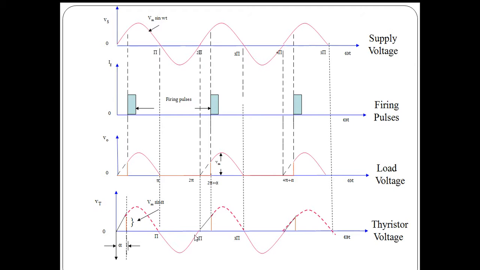During the negative half cycle also, the thyristor is in reverse bias. That's why the supply voltage will appear across the thyristor. So this is the voltage waveform across the thyristor. This is the load voltage waveform. These are the firing pulses applied to the SCR.